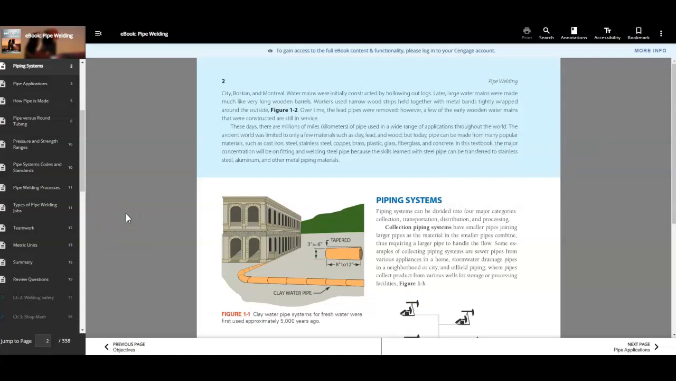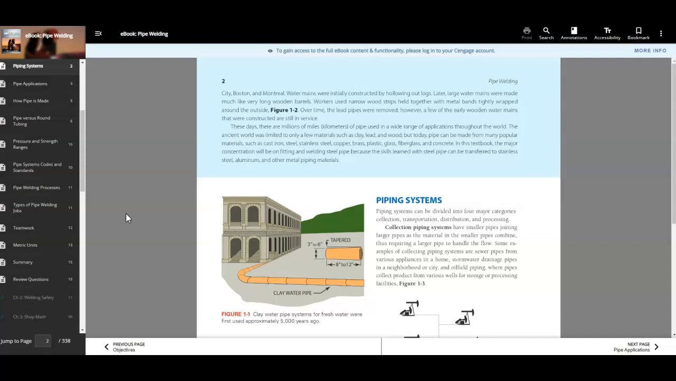Water mains were eventually constructed from hollowed out logs. Later, large water mains were made much like very long wooden barrels. Workers used narrow wood strips held together with metal bands tightly wrapped around the outside. Figure 1-2. Over time, the lead pipes were removed. However, a few of the early wooden water mains that were constructed are still in service.